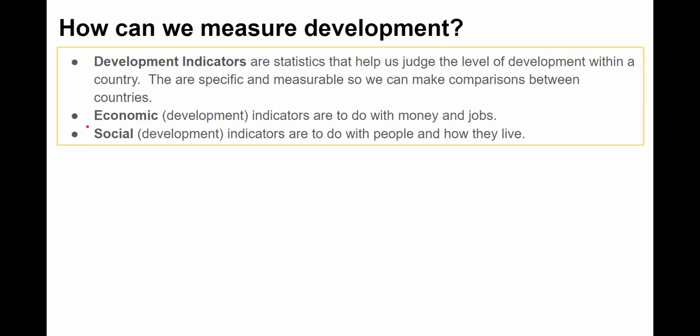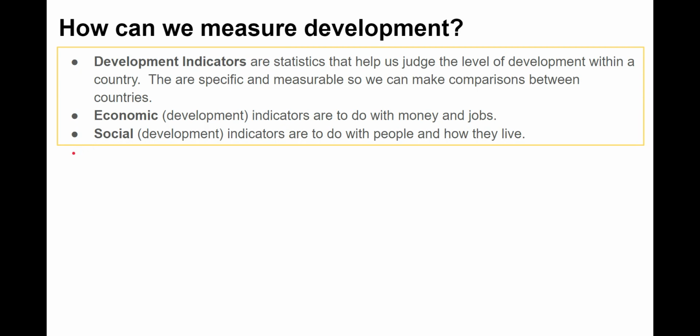We have 2 types of development indicators. We have economic and social indicators. These are words that we have looked at before, really, really important ones in geography. We're going to use them time and time again. So economic, remember, means anything to do with money or jobs. So economic development indicators are going to be ones to do with the amount of money people are making or the type of jobs that they're doing. We also have social development indicators. Remember, social means to do with people. So our social development indicators are going to be to do with people and how they live.